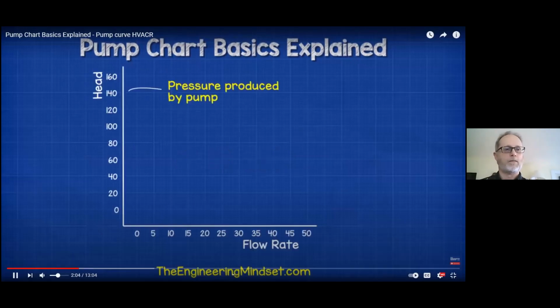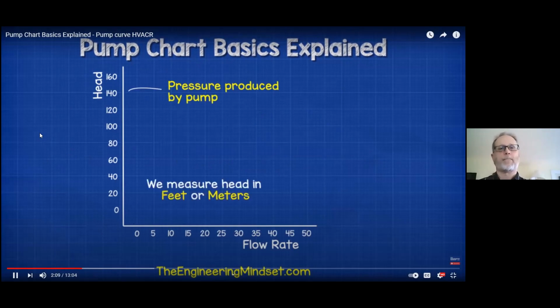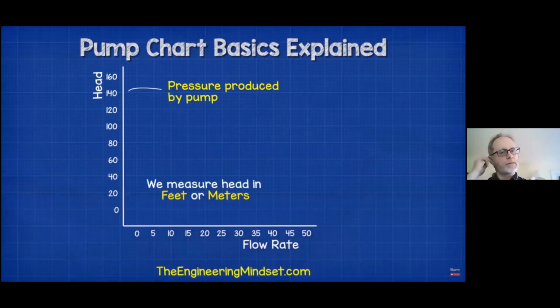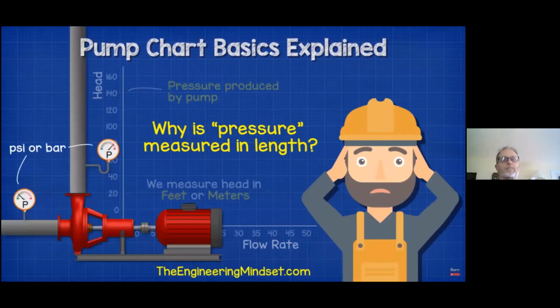Head is shown on the vertical axis, and this is referring to pressure. So this is a pump curve. Every pump that you would order and buy for your water system has its own chart that comes with it so that you can see what it actually can do. Often hear the term head pressure. We measure head in feet or meters, which doesn't seem correct considering we're talking about pressure, especially as you see the pressure gauges on the pump typically reading PSI or bar.